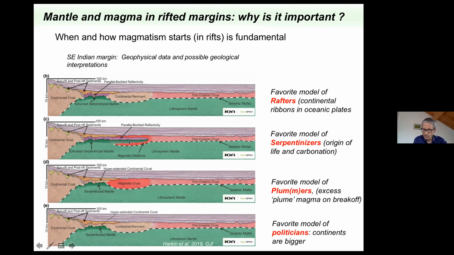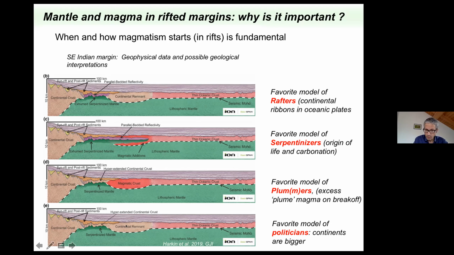Another favorite model, number 2 here, we could call something for the serpentinizers, because the area of serpentinized peridotite here, as mapped in this figure, is pretty large. The third model, you can see this block here is interpreted as magmatic crust, and this might be in favor of people who like plume models, because that could be related to excessive magmatism at the beginning of rifting.